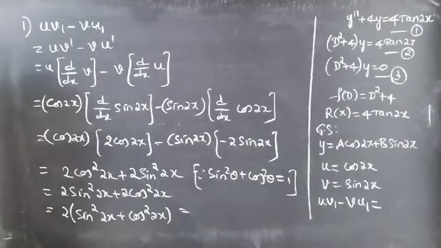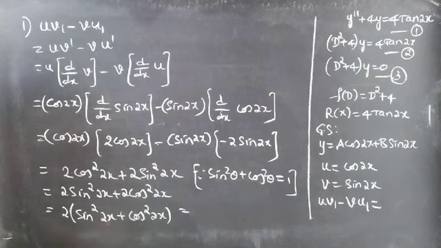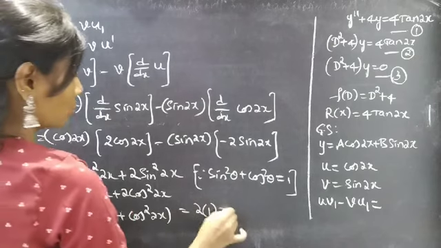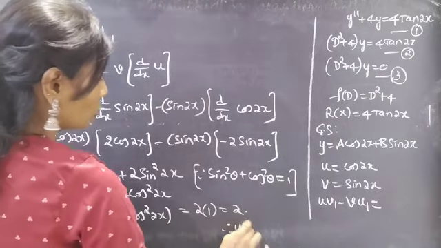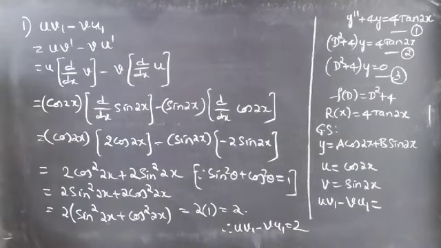we'll apply this identity here. We'll get 2 times 1, which equals 2. Therefore, uv1 minus vu1 equals 2.